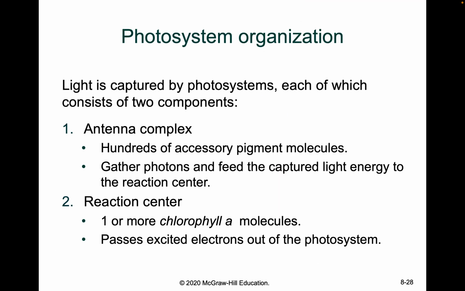The photosystem has two components: one called the antenna complex, and the second is the reaction center. The antenna complex is hundreds of accessory pigment molecules, and the majority of these are chlorophyll B. You also have a lot of carotenoids, but they're mostly chlorophyll B. Their name is quite self-explanatory because what they do is gather photons. They're like an antenna.